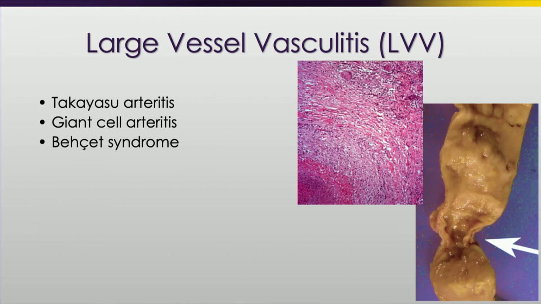So we'll really start our journey now with the large vessel vasculitides, including Takayasu arteritis, giant cell arteritis, and Behçet syndrome.